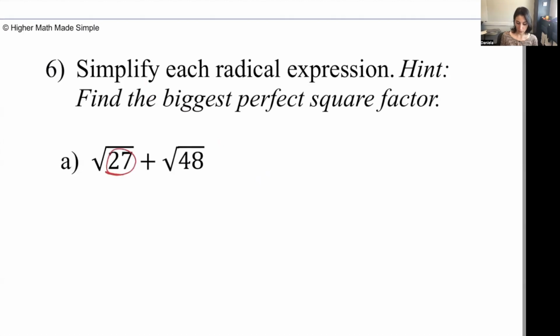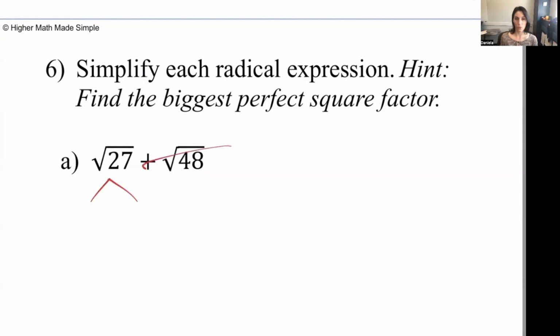Can I just add radical 27 and radical 48 and stick a radical on it? No. You can do that for multiplication and division, but when you're adding and subtracting radicals, they have to be like terms. How do you know they're like terms? They have to have the same number inside the radical, called the radicand, which they don't. So then you're asking yourself, can I simplify it separately?